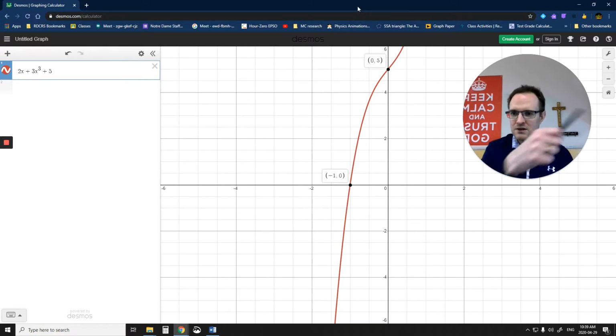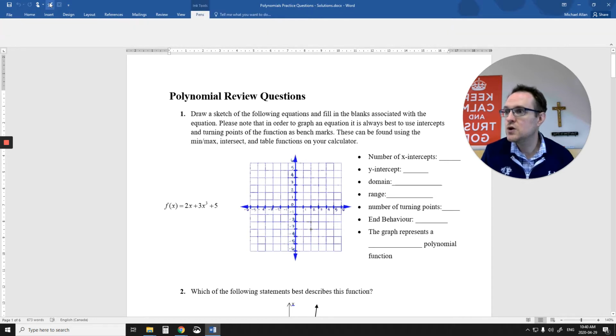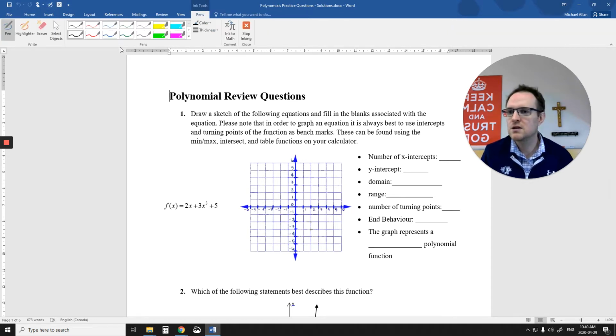I'm just going to move this to the other screen so I can write this out. Sorry, my program's a little slow. Let's put this in red here. What did I say? I said -1 is my x-intercept, and +5 is my y-intercept.